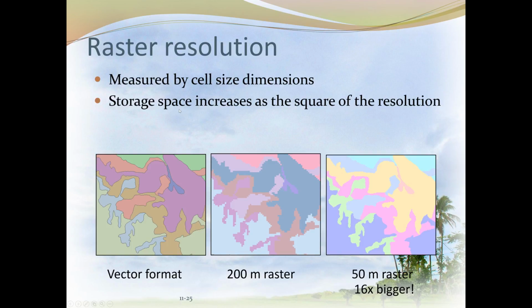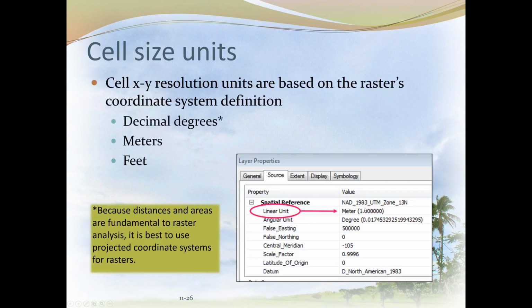Storage space increases as the square of the resolution. So for example, this is the 200-meter raster, and the 50-meter raster is 16 times bigger. So we can see that it's more defined.